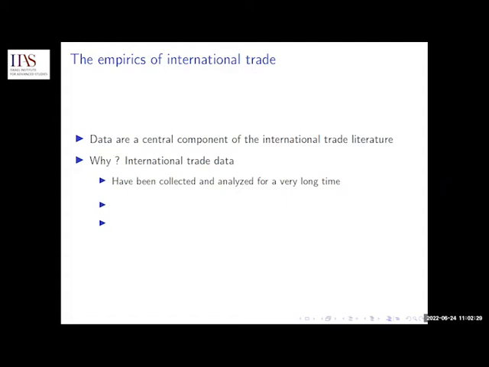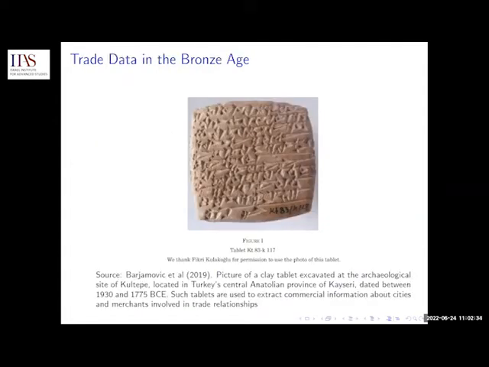And the reason is that data have been collected forever. So for instance, this is a picture of a clay tablet that has been found by archaeologists that dates from the Bronze Age. And that is obviously talking about something that I cannot really translate, but they are basically providing commercial information about cities and merchants that were involved in trade relationships at the time. So already in the Bronze Age, there were data that were collected about bilateral trade.